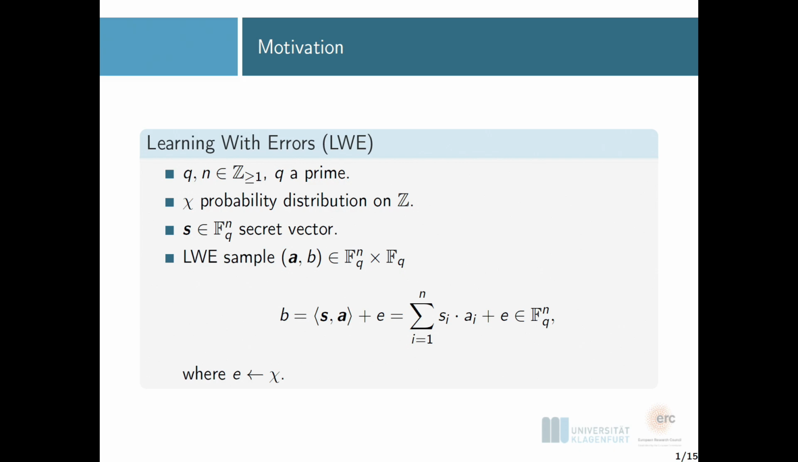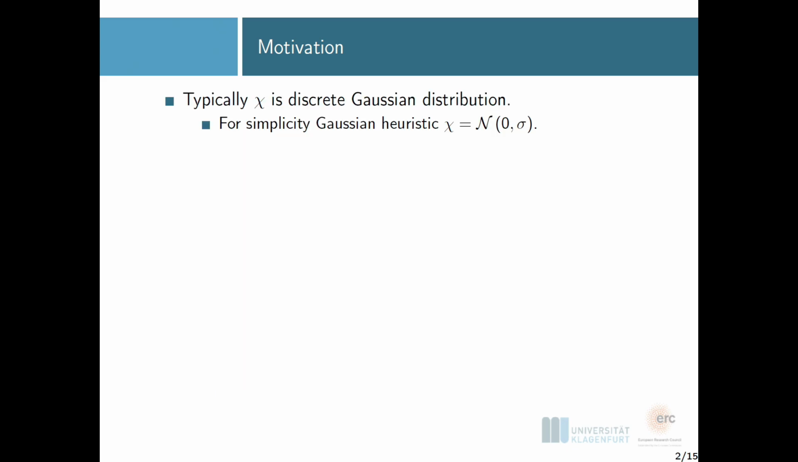We generate a new random vector A, and then we compute the scalar product of the secret with A, add a random error E, drawn with the probability distribution, and then compute modulo Q. And then release the vector A together with the result B. And now the search LWE problem, well, simply speaking, I give you multiple LWE samples, give me back the secret vector S. The typical choice for the probability distribution is a discrete Gaussian, but to keep things simple, in the paper we work with the Gaussian heuristics, so treating it as a Gaussian in the asymptotic setting.